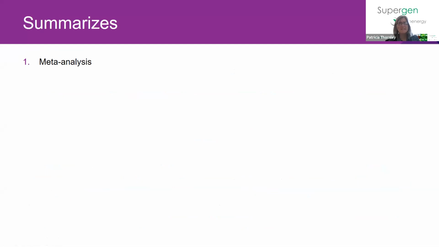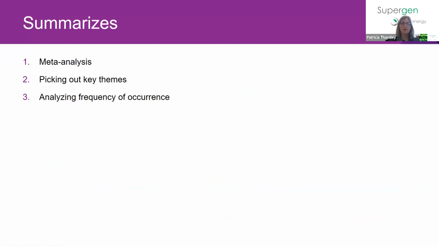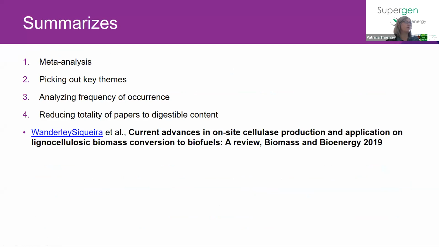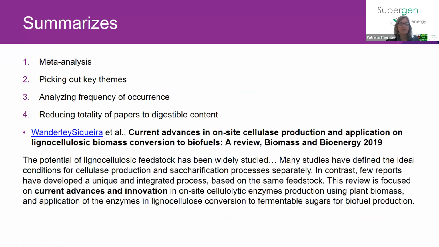A key term here is often meta-analysis, where people group the findings from different original research papers, but you may also be picking out key themes. You may be analysing the frequency with which particular events occur or particular systems are utilised. You may be looking at a large number of papers and bringing that down to a more digestible content. So I've given another example here from Biomass and Bioenergy, and this is conversion of lignocellulosic biomass to biofuels. And they make the point that this topic has already been widely studied, and that many studies have defined the ideal conditions for production separately, but very few have looked at the integrated process, and their review is focused on that integrated system. So they find a unique niche which builds upon previous work, but actually integrates, summarizes, and brings things together.